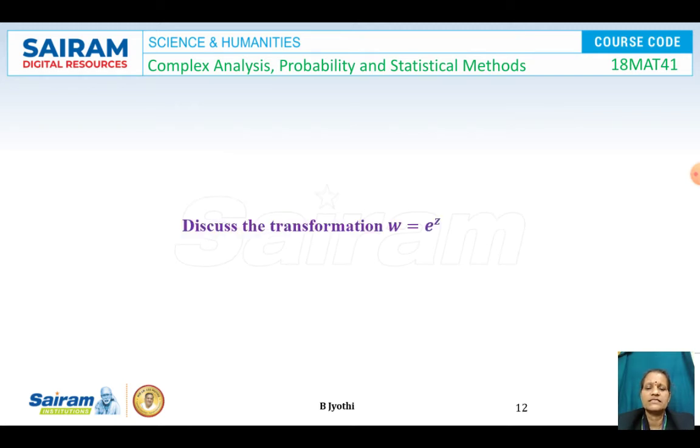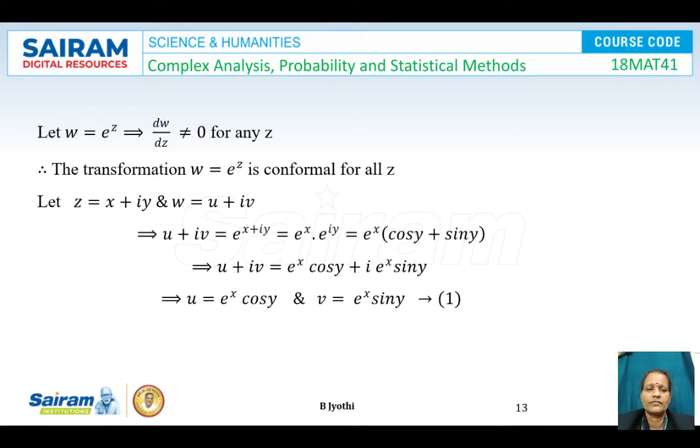Next, let us discuss the second transformation, that is w is equal to e to the power z. So here e to the power of z is equal to dw by dz, which is not equal to 0 for any z. Therefore, the transformation w is equal to e power z is conformal for all z.